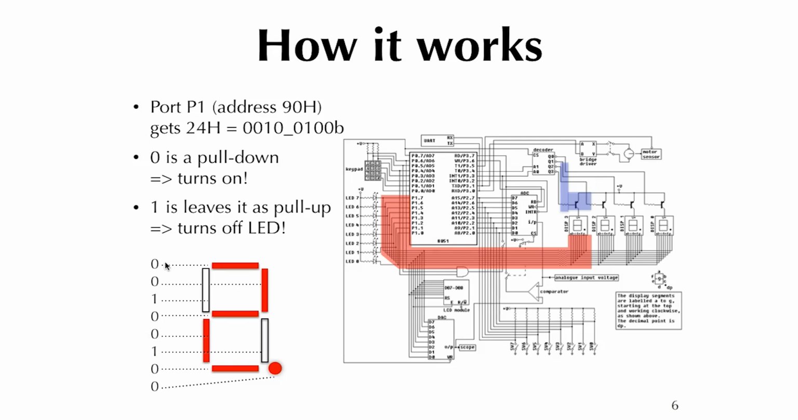And so if you put 0, 0, 1, 0, 0, 1, 0, 0, well, this is a little bit counterintuitive for software people. If you put a 0, it turns on the LED. If you put a 1, it turns off. It's like, what? Why? Well, there's a reason.